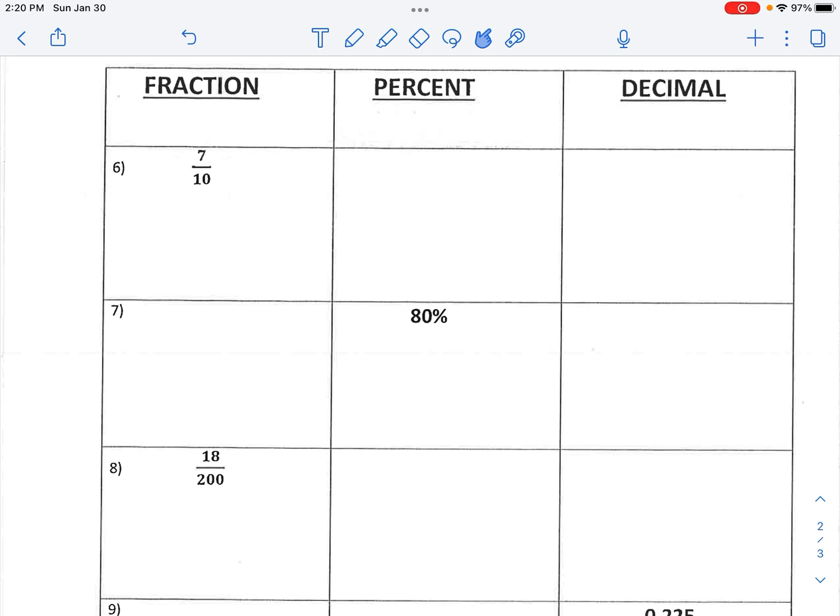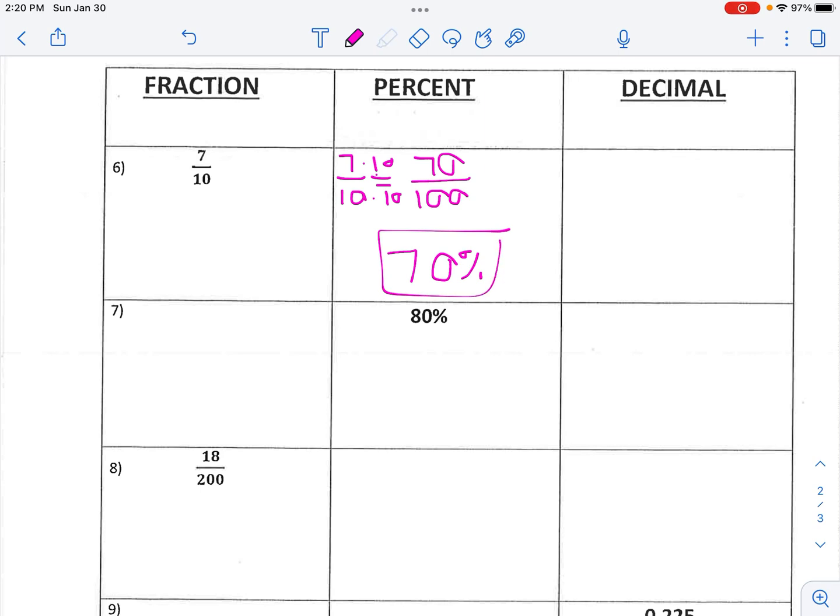Number 6, 7/10. That's already in simplest form. So I'm going to start there for my percent. I know a percent is always out of 100. So if I multiply 10 times 10 and 7 times 10, 7/10 equals 70/100. And as soon as you have a number over 100, you've got your percent. Decimal, 7/10 is 0.7.